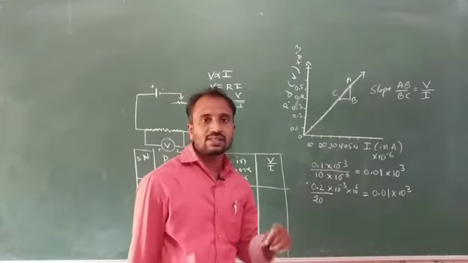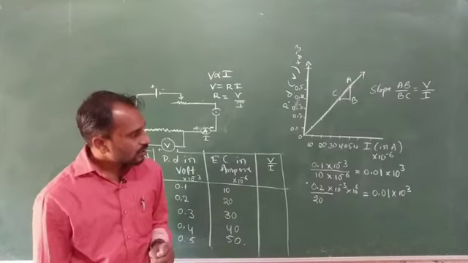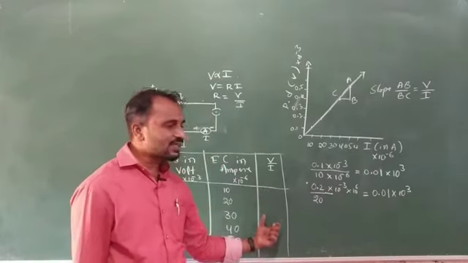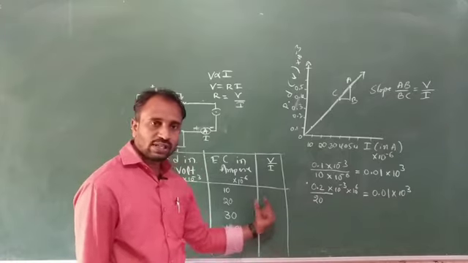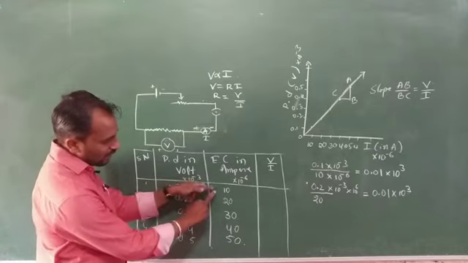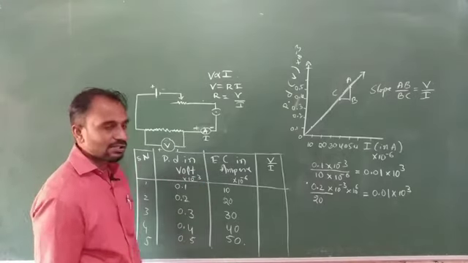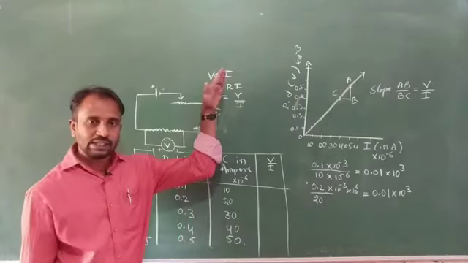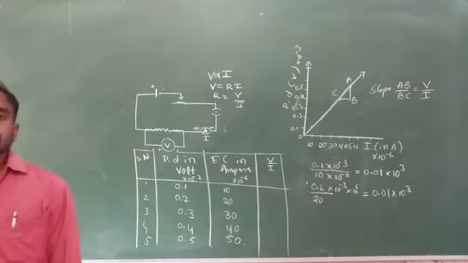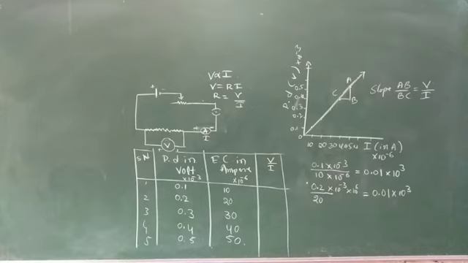Because here we consider resistance. So 0.01 into 10 power 3 is a constant value. Why? Because the voltage increases and the electric current also increases linearly, so almost all the V divided by I values are constant.